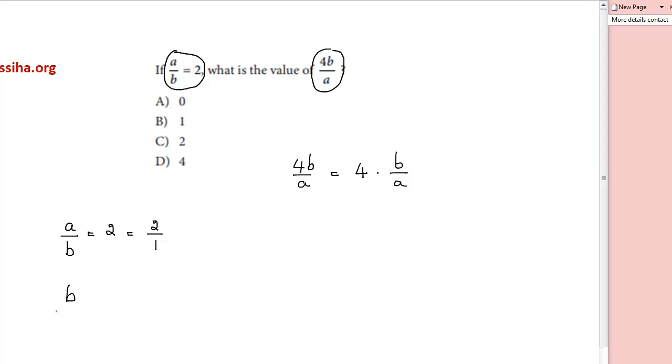So now when I flip, or take the reciprocal of a over b, it's going to be b over a, that means 1 over 2. Very simple. The reciprocal of 2 is a half. So that means 4 times b over a, which is 1 over 2. I can simplify the 4 with the 2, it will give me 2. So the value is 2. So choice C is the correct one.